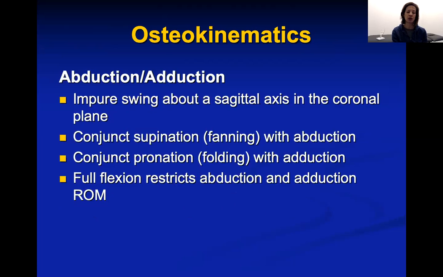Abduction is an impure swing about a sagittal axis. So supination goes with fanning, goes with abduction. We want to open our hand to take the money. And then the conjunct pronation, or folding, goes with adduction. Full flexion restricts abduction and adduction range of motion, of course.